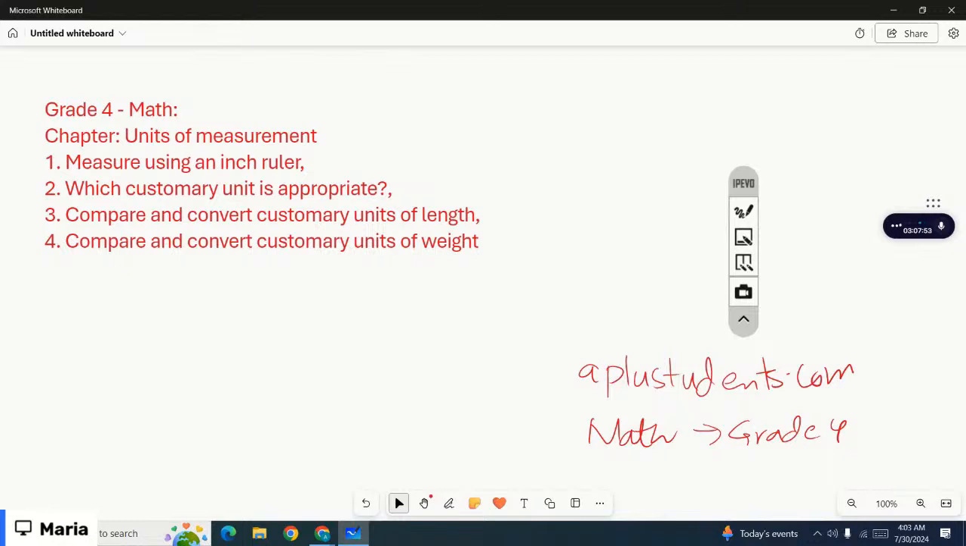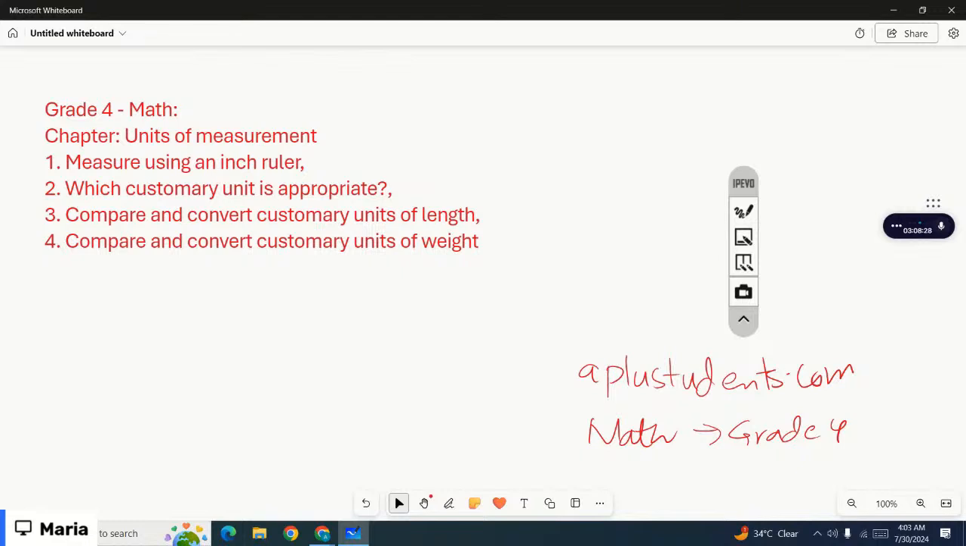We're going to start with the chapter units of measurement. The lessons we're going to cover today are: measure using an inch ruler, which customary unit is appropriate, compare and convert customary units of length, and compare and convert customary units of weight. So please make sure you have your notebook and pencil so that you can note down the important examples and definitions as well.